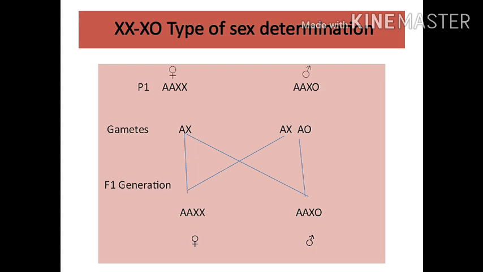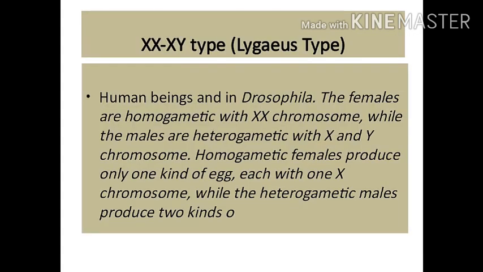If the egg carrying X chromosome is fertilized with the sperm carrying X chromosome, the female will be produced, and if the egg is fertilized by the sperm without X chromosome, then it will produce the male. This is the XX-XO type, otherwise said to be the Protenor type. In this method, sex determination is observed in human beings and Drosophila.